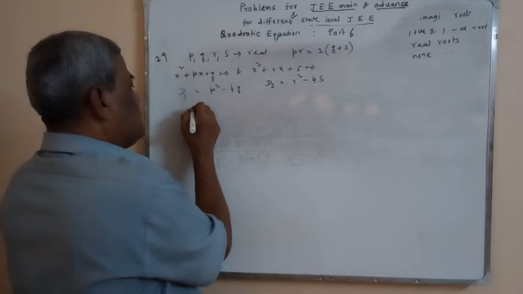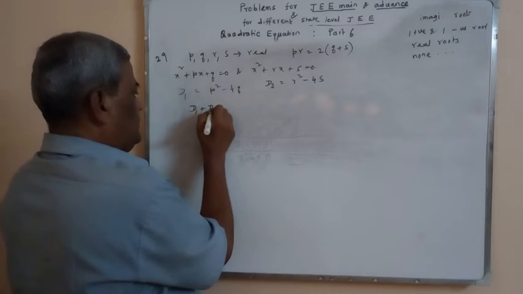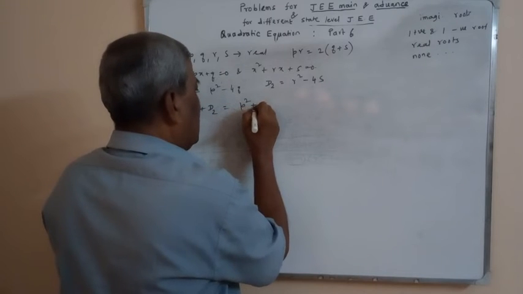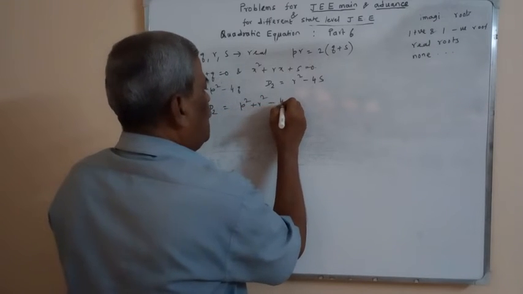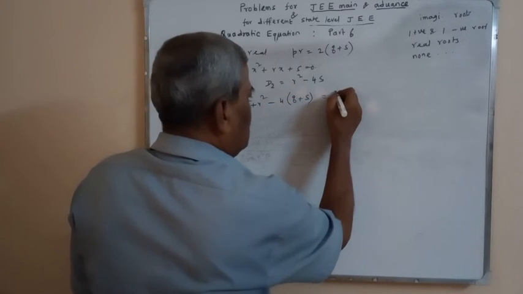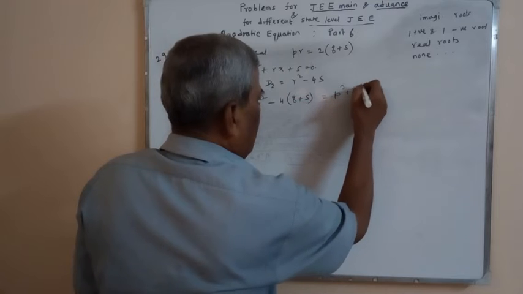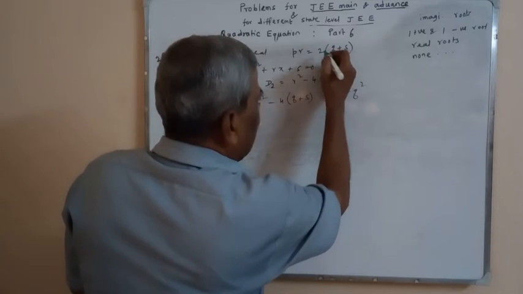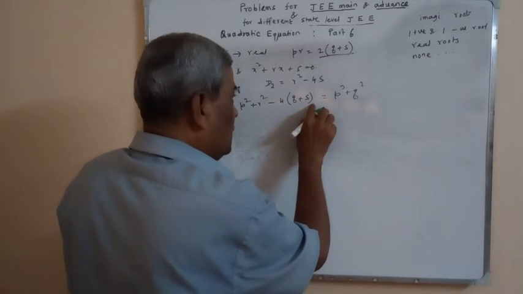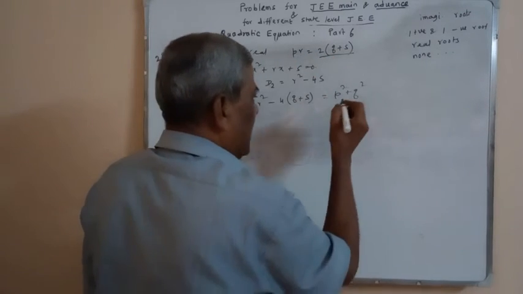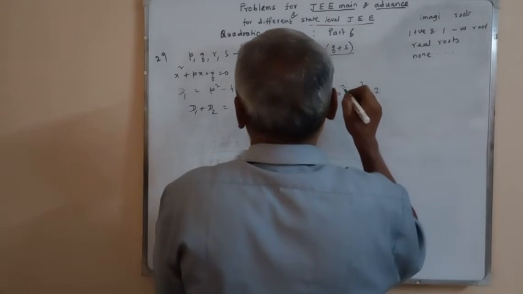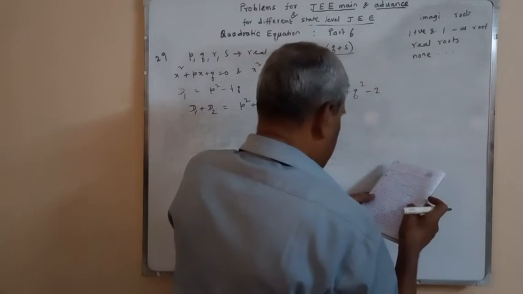Now let us see what d1 plus d2 is. It is equal to p square plus r square minus 4 into (q plus s), which is equal to p square plus r square. Given that 2 times (q plus s) is pr, so this is equal to 2 times that, so 2pr. Oh, just 1 minute.